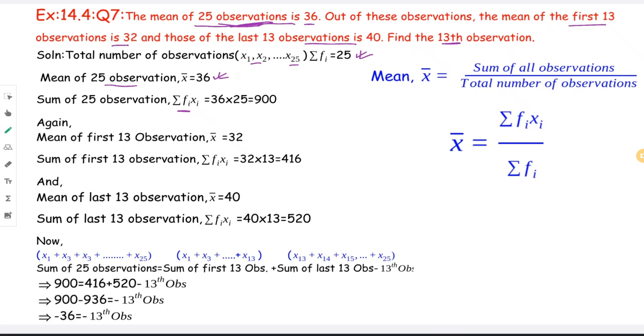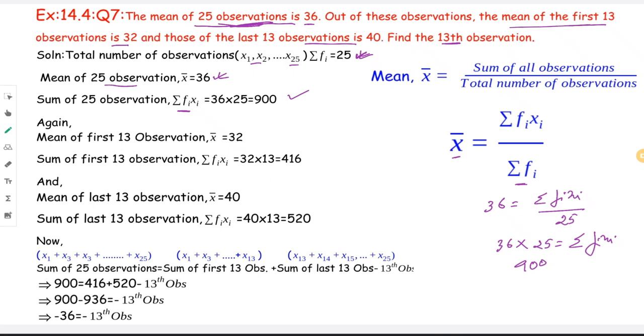Just like your previous question, here I know the mean is 36, and I'm trying to find the sum of the 25 observations, where the total number of observations is 25. So if I bring that 25 up, we have to multiply, and when I multiply, I'm getting 900, just like our previous question.